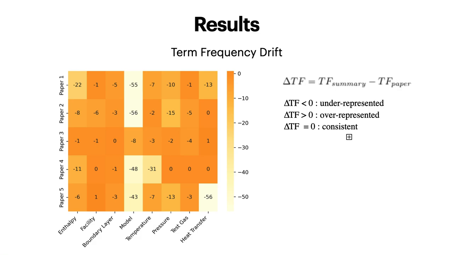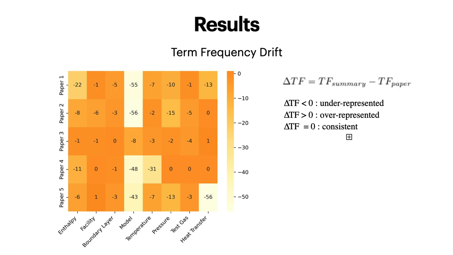This figure plots a heat map of the term frequency drift for all domain terms for each paper. Based on the definition of term frequency drift, it can be seen that underrepresentation of words is more common than overrepresentation, with only a couple of instances of positive drift. This suggests summaries are more likely to compress domain terminology than amplify it.